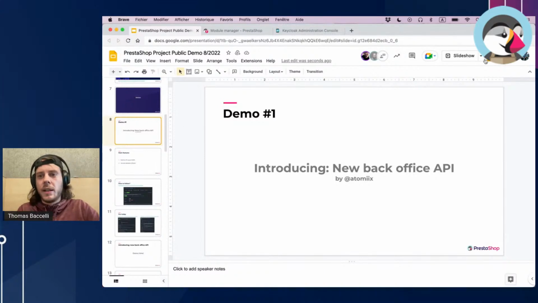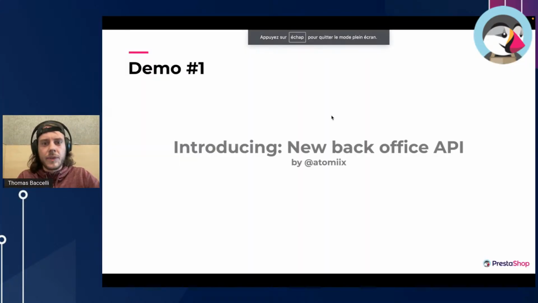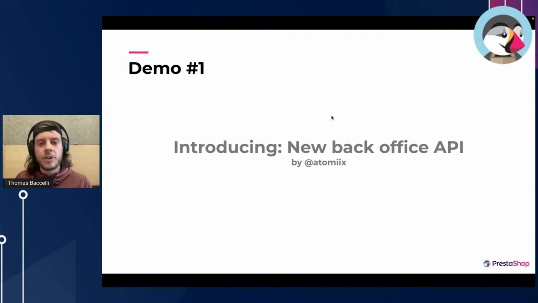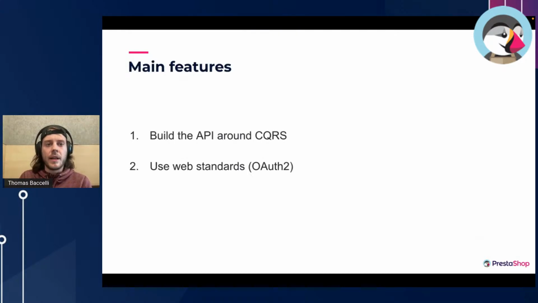Thank you. So I'm going to talk about the introduction of a new backoffice API. The main feature of this new API is that it's built around CQRS because, as you might know, we currently have an existing web service, but it's very old. It's not functioning well now, and we need to use the new features we made to the core for the API. So we need to build a new API.